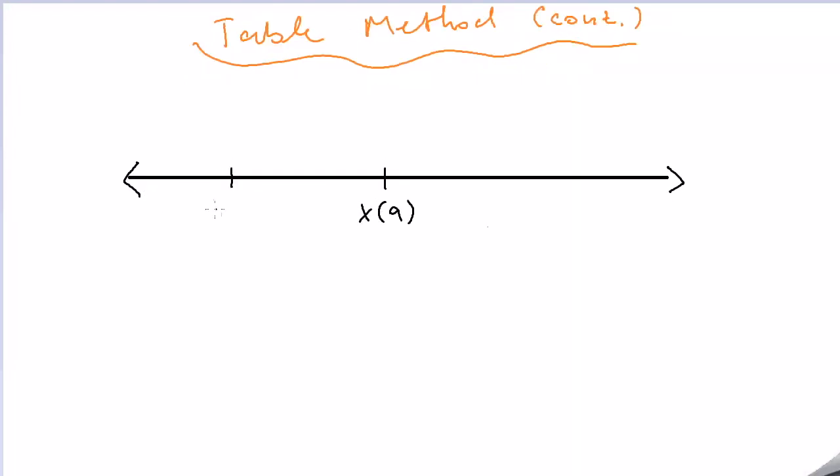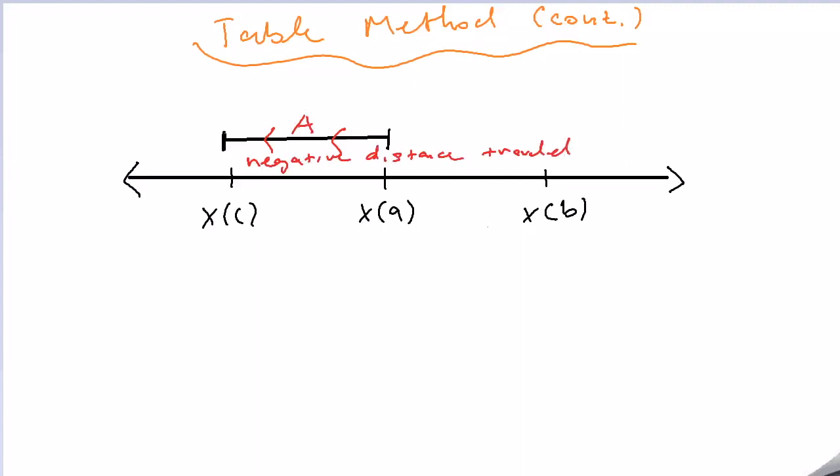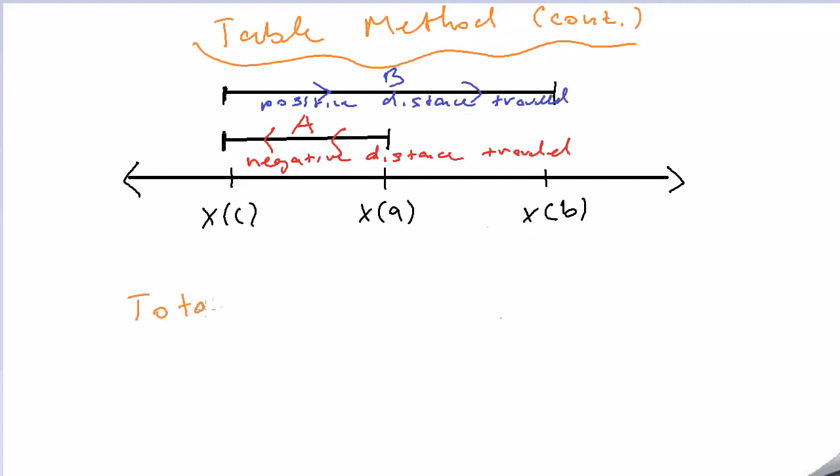It'll look like a number line, not unlike the one we just drew. Remember, x of a is the starting point, x of c is the turning point, and x of b is the final point. Now, say x of a travels to x of c, and the number line shows us that's negative distance. That's going to be the negative distance traveled. And then from x of c it goes to x of b. That'll be our positive distance traveled, if that's what the number line we used shows. Now, total distance will be the absolute value of a plus b.